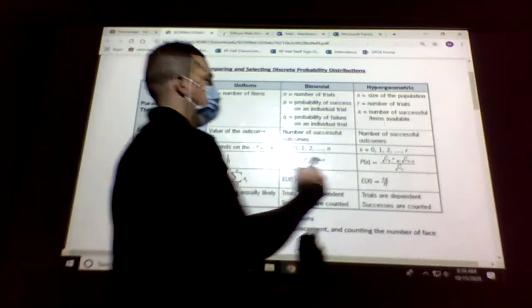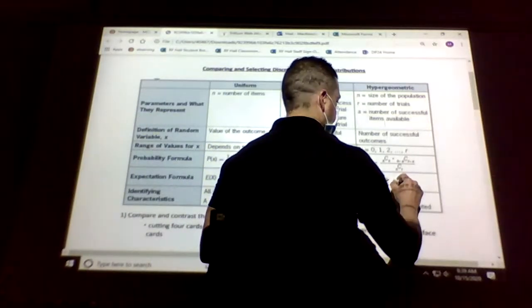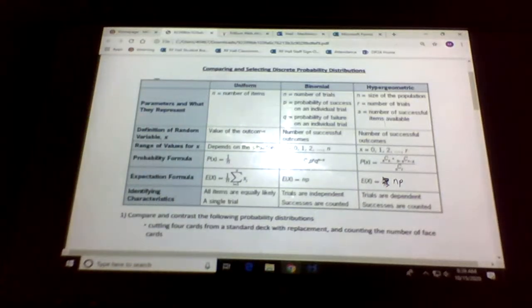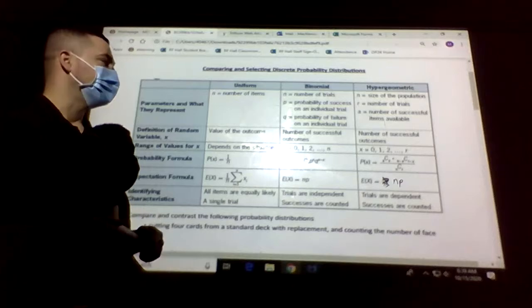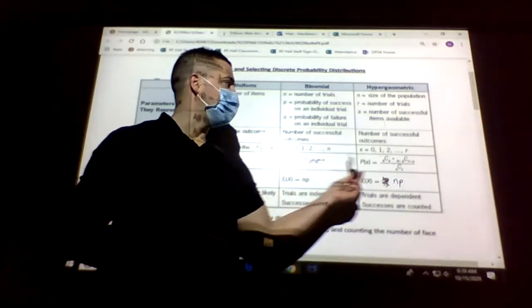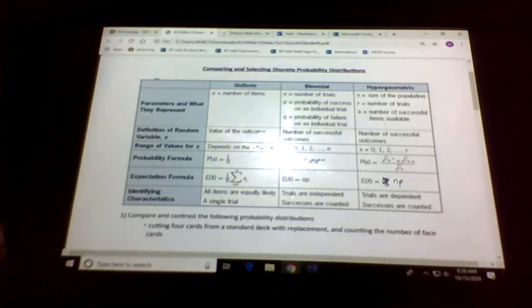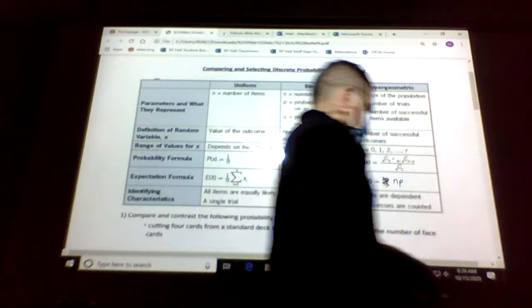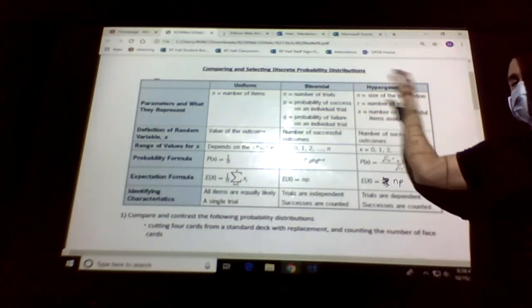The textbook has this formula here, but I told you to just use NP, so it's just N times P. If you watched the videos yesterday, you would have seen both of these formulas. If you didn't watch the videos or didn't do the work, you probably have no idea what I'm talking about. Today I want to go through some of the things that you may see for these.